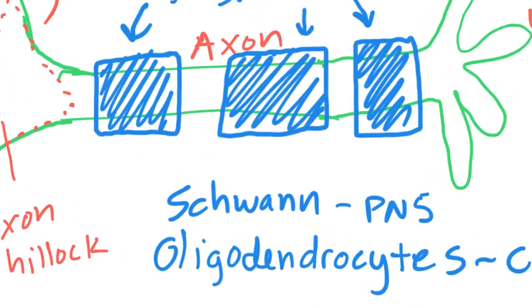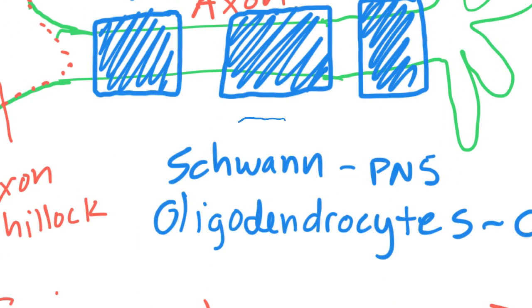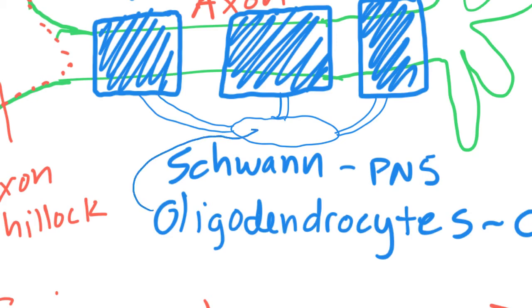Okay, we didn't give ourselves much room here. But essentially you have this cell, and it's got little processes. And it makes the myelin sheath as it wraps around those different ones. So we'll say this one's an oligodendrocyte.